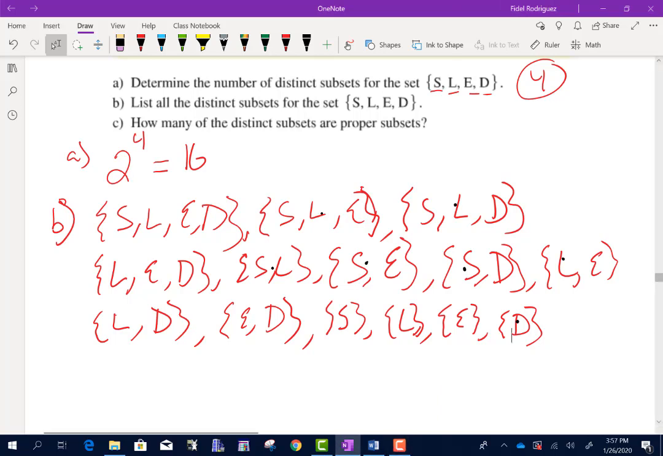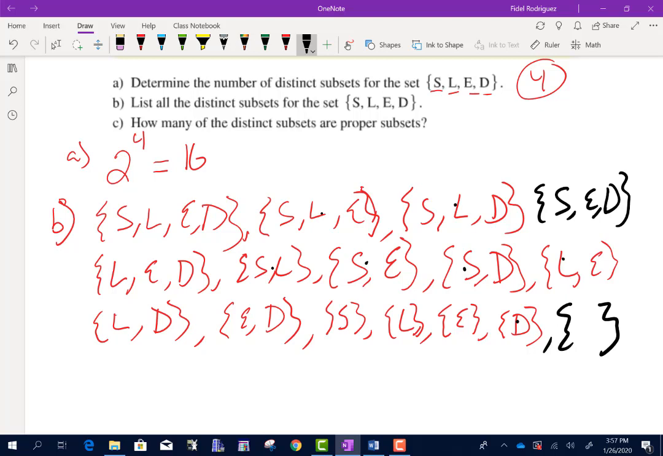All right, so guys, I figured out the one that I was missing. I'm missing one that has 3 letters, S, E, and D. Okay. So that makes it 15. The last one is one that we typically don't think about, but it's always going to be in there. It's the empty set. There is nothing in there at all. Those are all the subsets of the set S, L, E, and D.